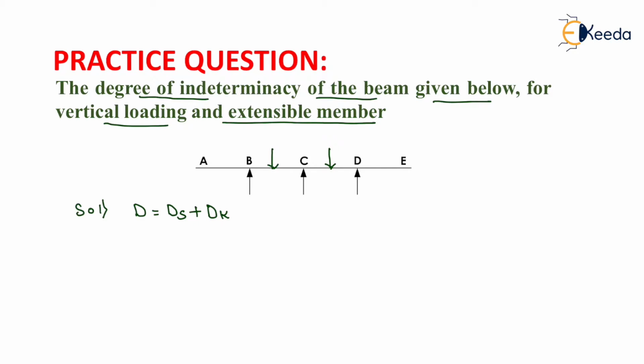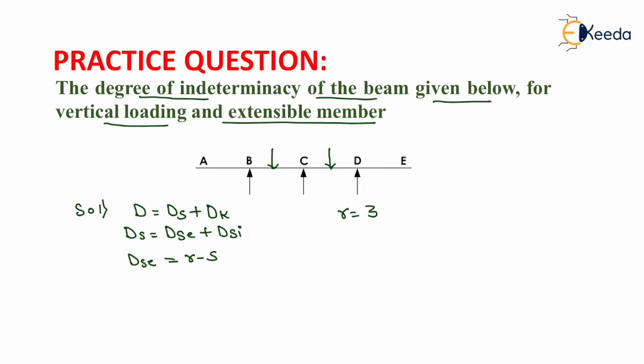Now we need to calculate here the static indeterminacy. For the calculation of static indeterminacy, it will be the sum of external static indeterminacy as well as the internal static indeterminacy. For the external static indeterminacy, we know the formula, that is R minus S. Now what will be the value of R here? The value of R will be equal to 3, because 3 vertical reactions are present at supports B, C and D, that are simple supports.